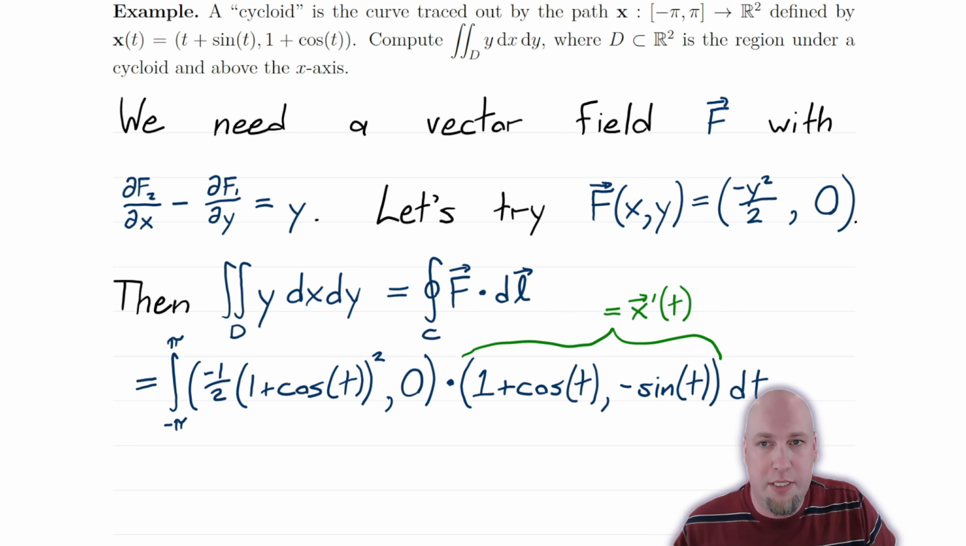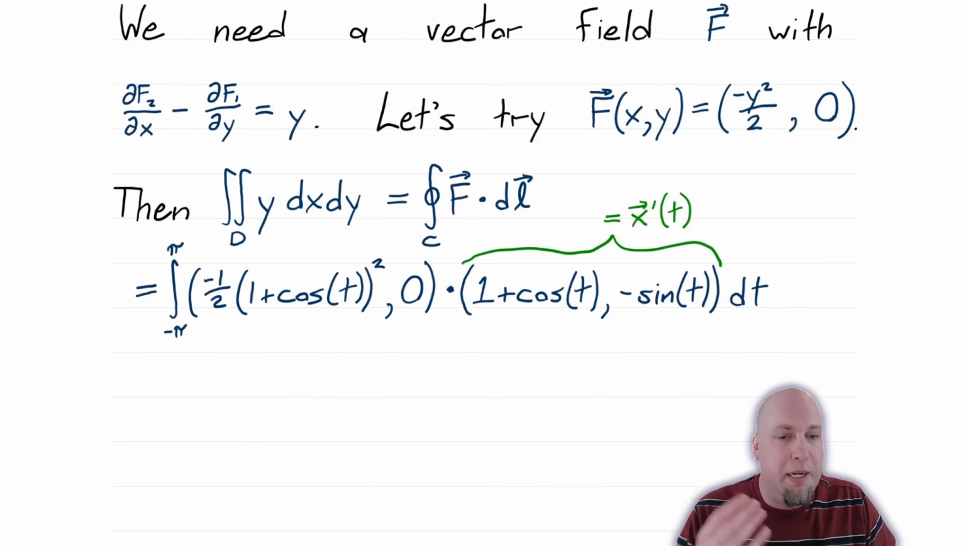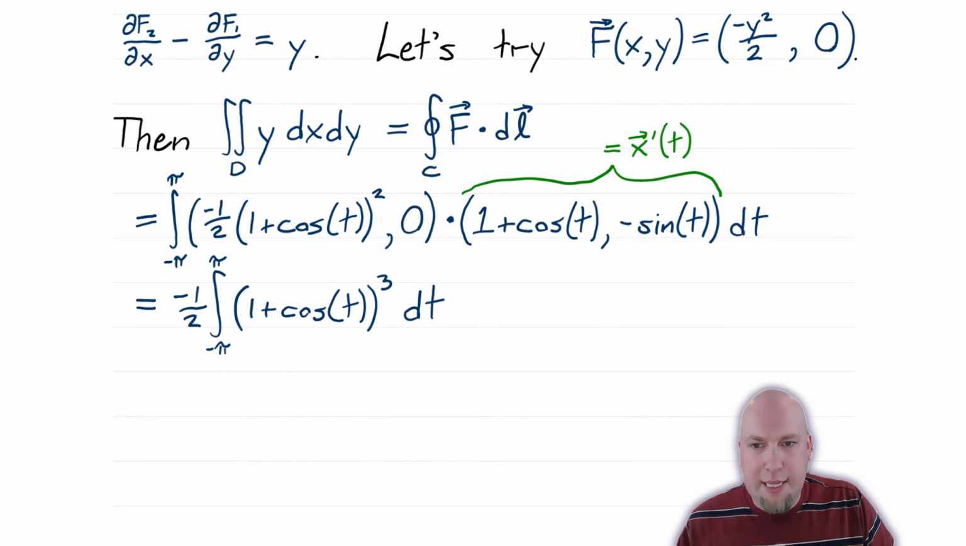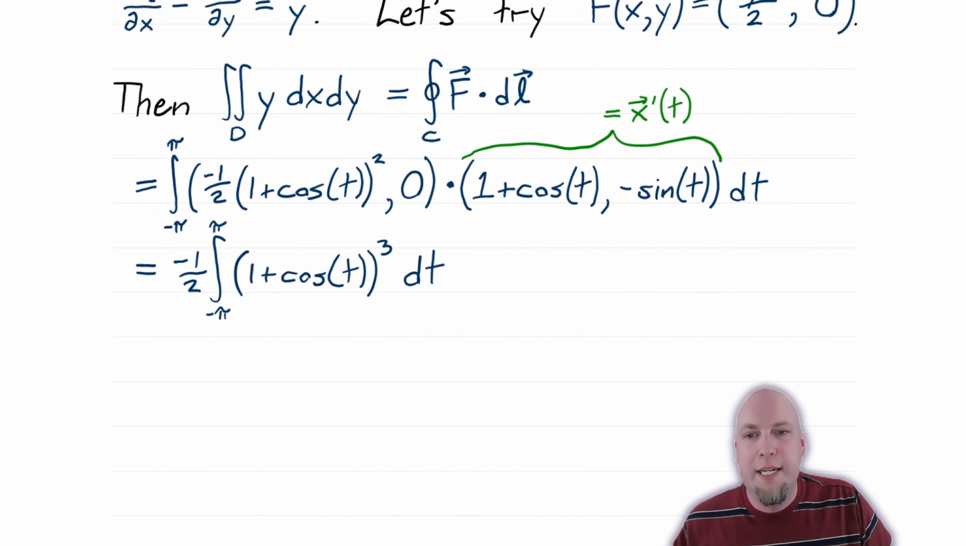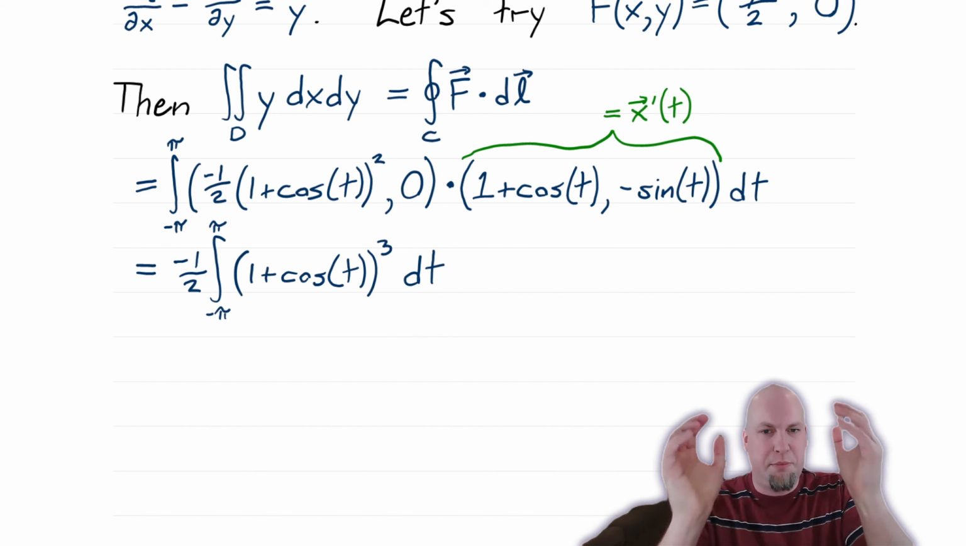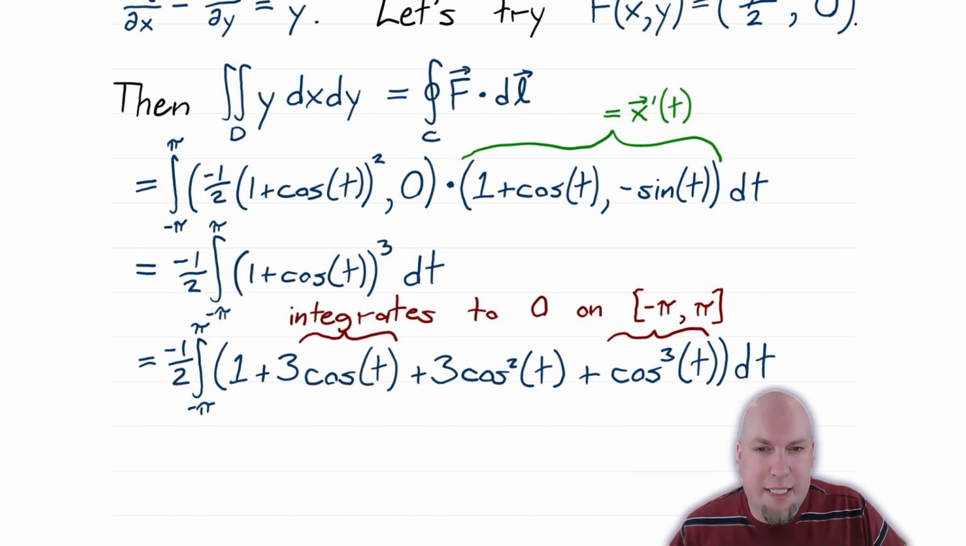Okay, so 1 plus cos t, and 1 goes away, becomes 0, cos becomes negative sine. Okay, so that's my velocity vector. I dot that together, and now I've got a scalar function that I'm integrating from negative pi to pi, and oh shoot, this kind of sucks. It's some expression cubed. Probably the easiest thing to do there is just actually cube it out.